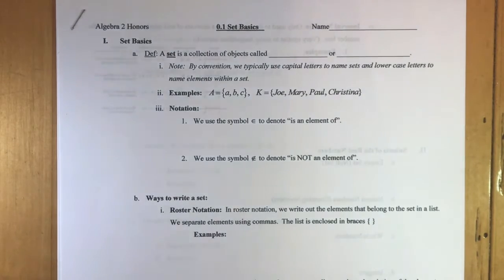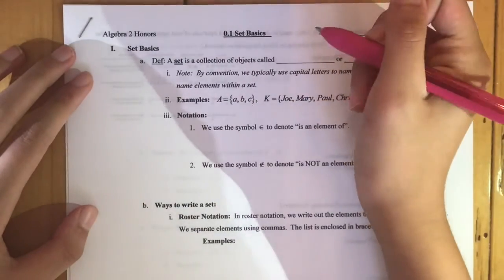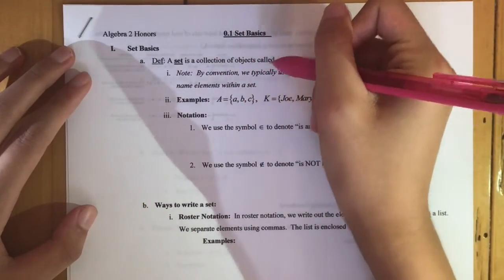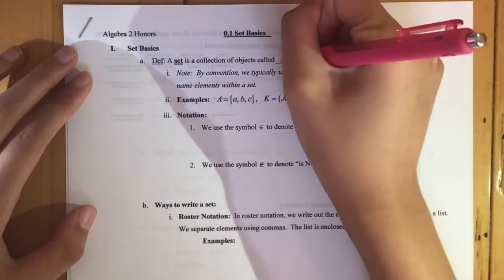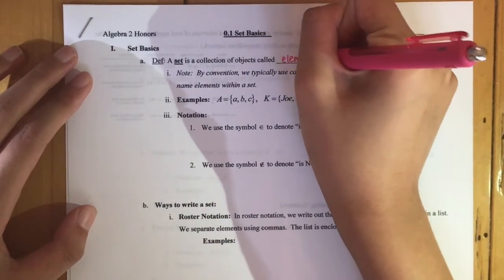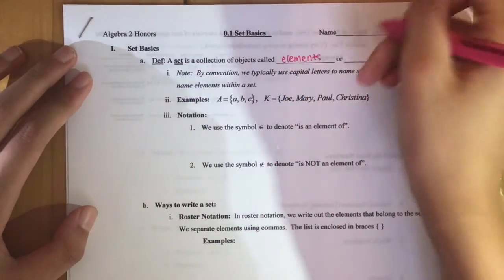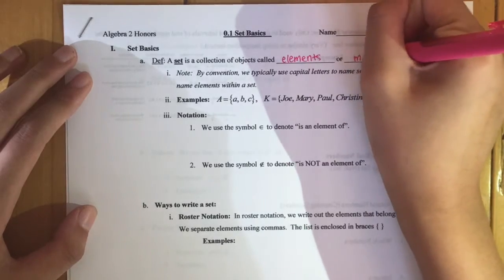So today we're going to be talking about set basics. Specifically, we're going to be talking about the different ways to write a set, some operations on sets, subsets, and real numbers, and stuff like that. So let's get started. A set is defined to be a collection of objects called elements or members.